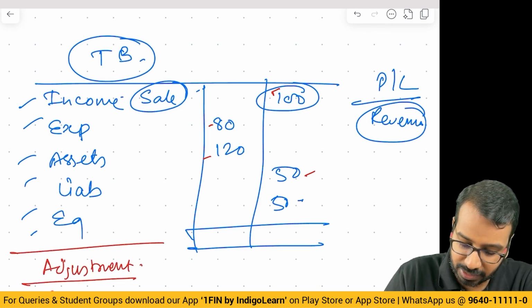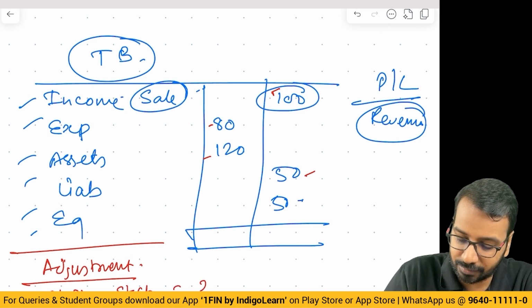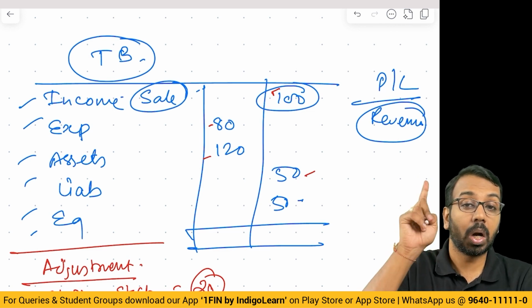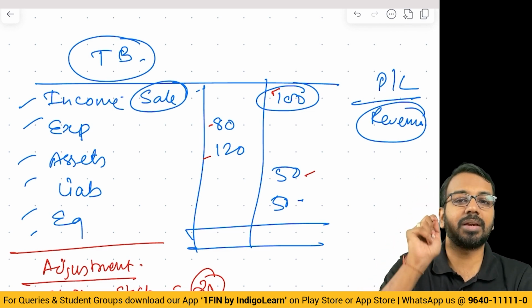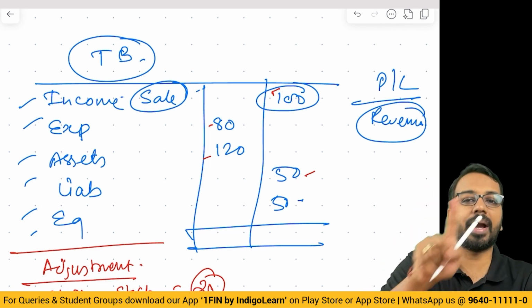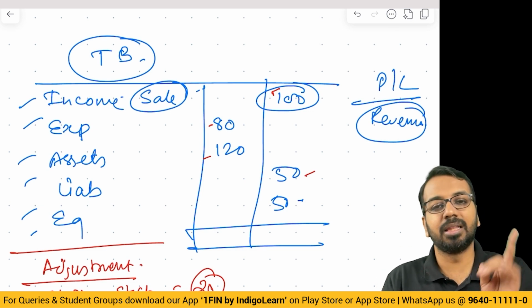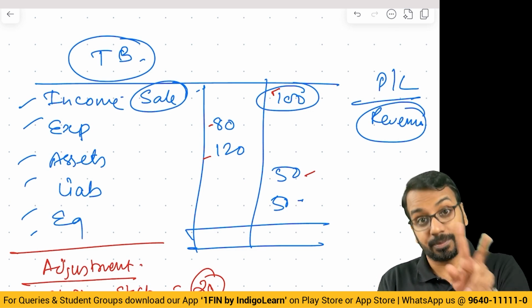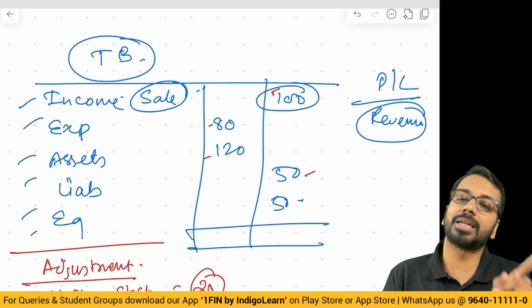For example, adjustment of closing stock. Closing stock, let us say they have told it is 20. Now this closing stock has two impacts. Always remember, anything which is given in adjustment has two impacts. Two impacts meaning either once in P&L and once in balance sheet, or maybe both the times in balance sheet, or maybe both the times in P&L.